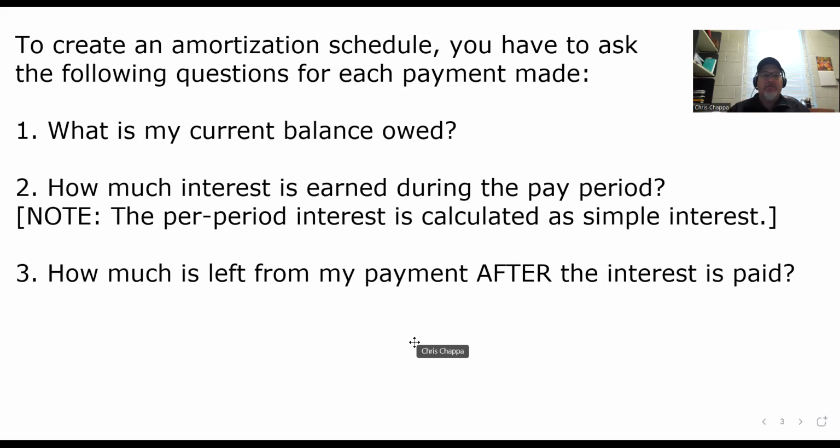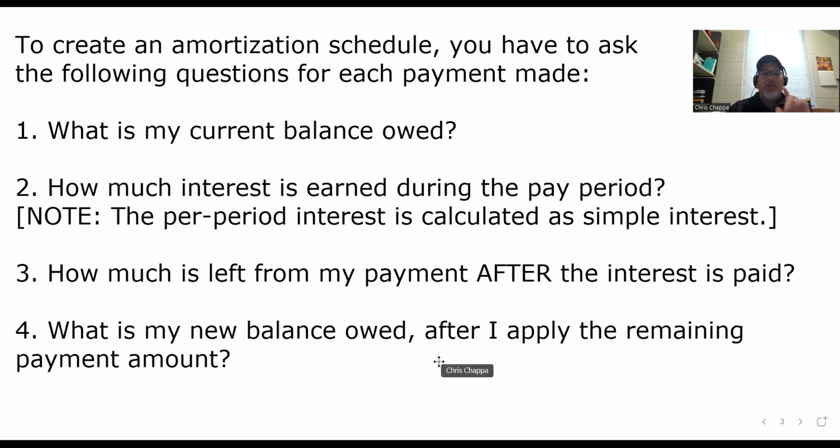Number three, how much is left from my payment after the interest is paid? The bank gets their part first, then the rest goes down towards what you owe. And then fourth and final, what is my new balance owed after I apply the remaining payment amount? So in other words, when you send a payment, the bank says, first, let's figure out how much interest you owe us during that month. They take that off the payment, put it in their bank, if you will, and they say the rest of this is going to pay down what you owe.